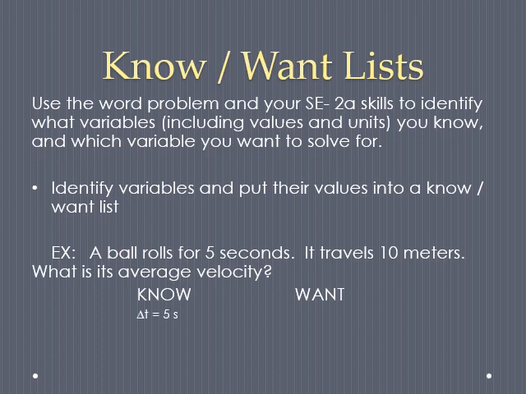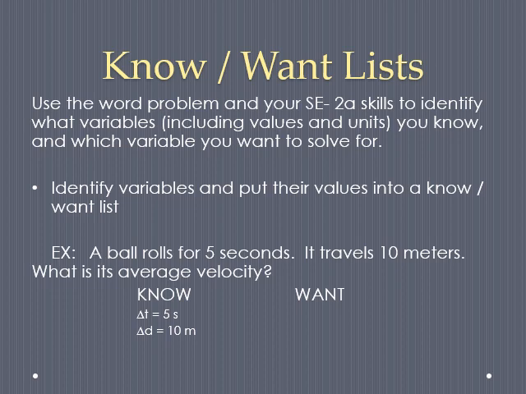So for example, I would say delta t equals 5 seconds is the first thing I know, right? That's a time because we know it's got units of time. And it's the amount of time that's changing during the ball rolling. So delta t is 5 seconds. The next piece, it travels 10 meters. Again, that's the amount of distance that the ball changes by, so it's delta d equals 10 meters.